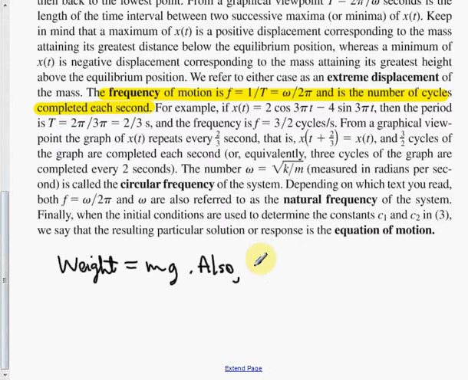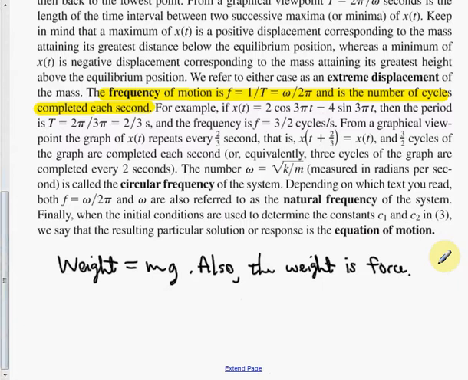Also, the weight is force. The weight is force. Right? You let Big Mama sit on you, and you realize that that was some pretty tough force too, right?